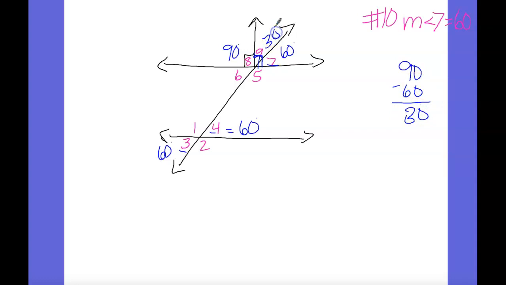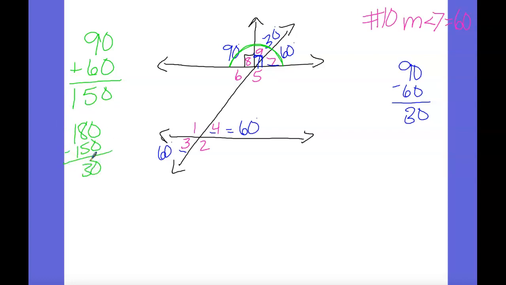You also could have used the fact that all 3 of these angles make what? 180. So you could have done 90 plus 60, which would give you 150, and then subtract it from 180, you'll get the same measure, right? Those 3 would be supplementary. Okay, so we have 8, 9, 7, 4, 3. So we need 6, 5, 1, and 2. Which one do you want to do next?